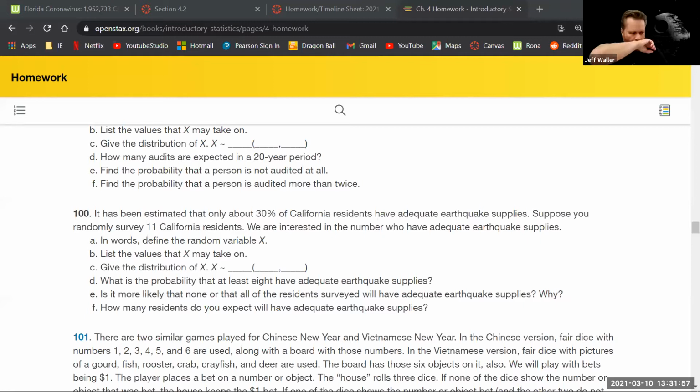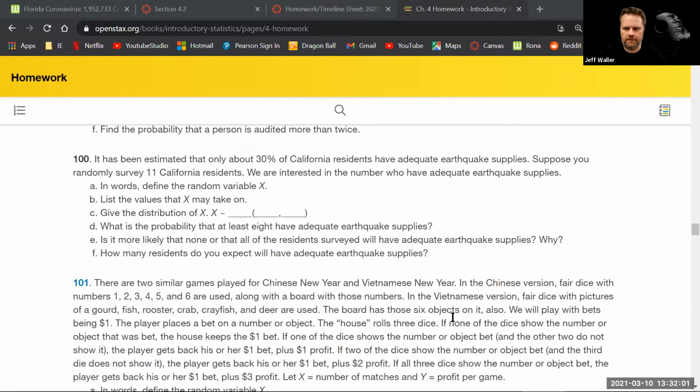I have a question on number 100. Let me see. Number 100. Is that the one about the earthquakes? Yeah. Okay. I don't think I did this right. All right. So this might be a decent one to get us going with this. So what part are you having trouble with? I think part D, because I don't think I did it correctly.